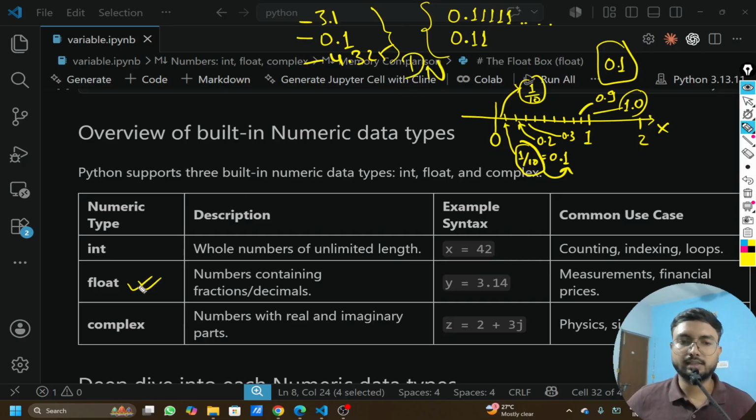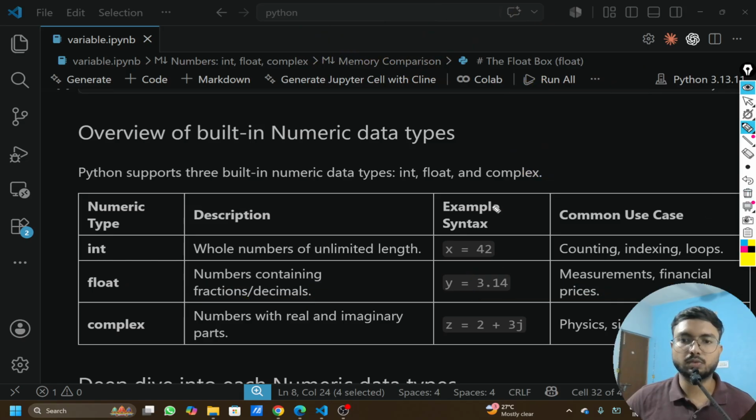Or you can say it as float in Python. So this is the description that says fraction or a decimal, for example 3.14, and it's mainly used for measurements or financial prices or other things as well, like measuring the width or the gap or some other measurement that might be there. So I hope you also understood this float on a high level.